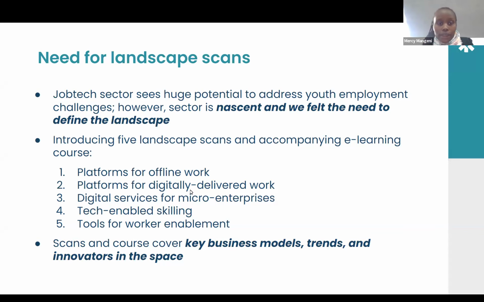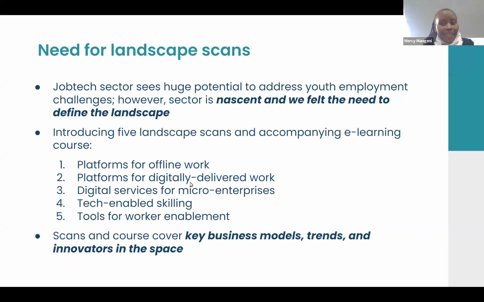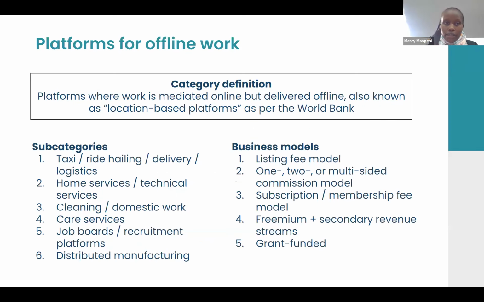So that's what we are launching today. But because we only have an hour to do so, we'll be launching the landscape scans for the first 2, but I'd encourage all of us to go and download and read through all the 5 categories. So let's start with the first one, platforms for offline work.